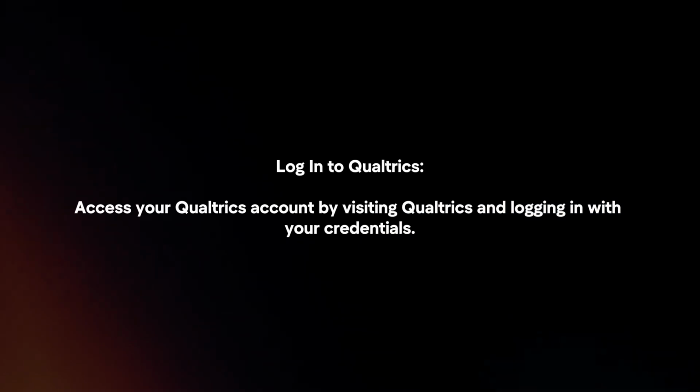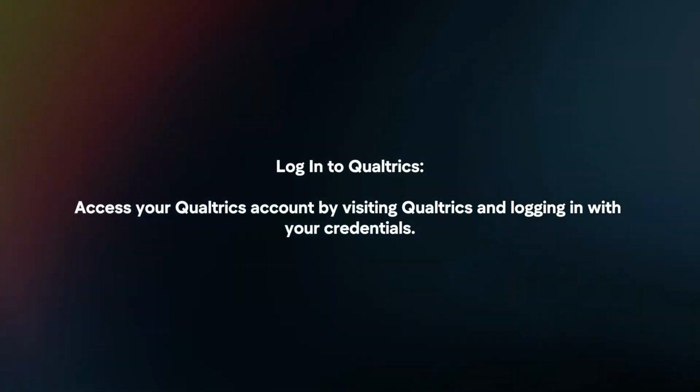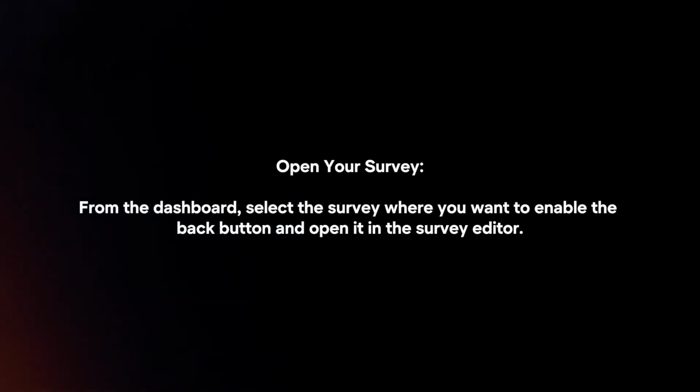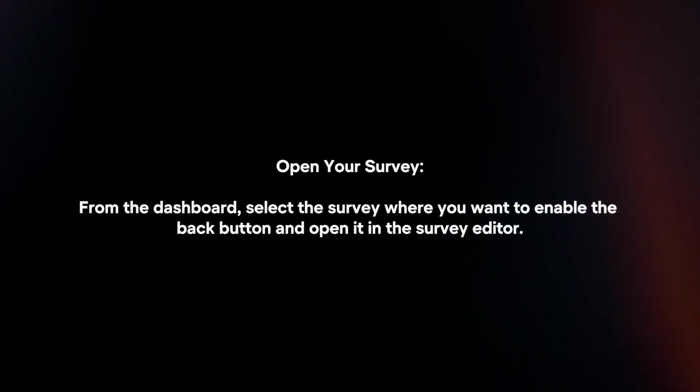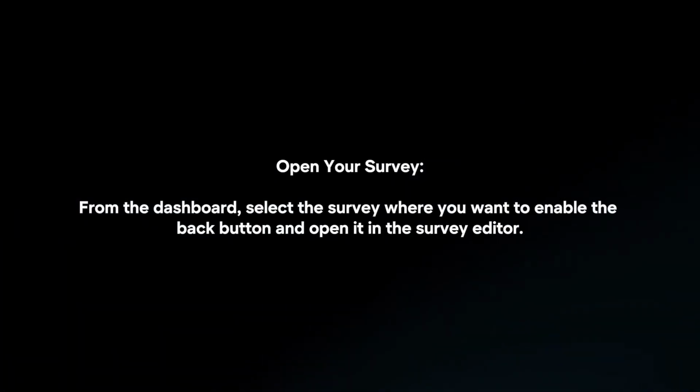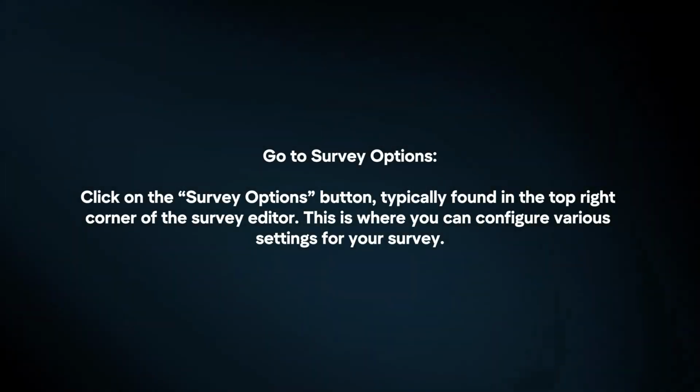Log into Qualtrics. Access your Qualtrics account by visiting Qualtrics and logging in with your credentials. Open your survey. From the dashboard, select the survey where you want to enable the back button and open it in the survey editor.